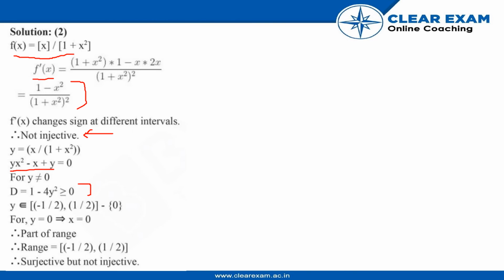Thus, from this equation, using the inequality stated here, we can say y is an element of [-1/2, 1/2] closed brackets, minus 0. Well, explicitly, when we put y equal to 0, x is also equal to 0. Thus, 0 is also a part of the range.